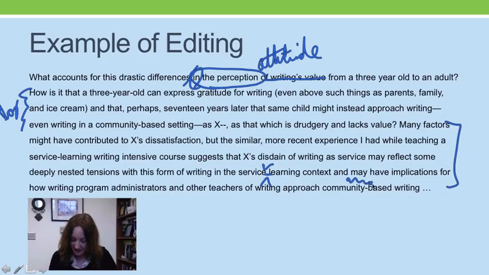This "may have," I feel like, is a little too soft. I want to be a little more assertive in my argument. It's not that it may have implications, but it has implications. Okay, so this is what I would do with editing. I'd probably cross that out too, because I don't need to have two versions of every concept that I'm saying.